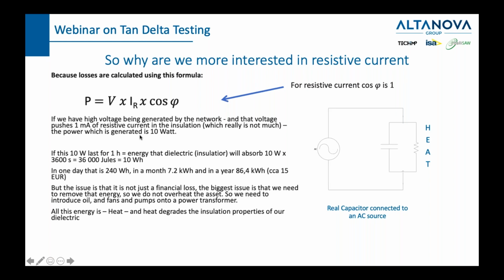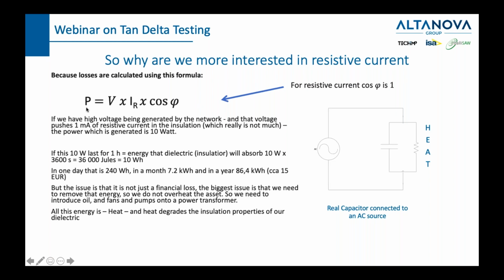Now, why are we more interested in this resistive current? Well, because when we talk about losses, and let's be honest, we are testing our insulation to see what our losses will be. We know that the formula for losses is voltage times current times cos phi. Cos phi for resistive current is 1, so we have voltage times IR.